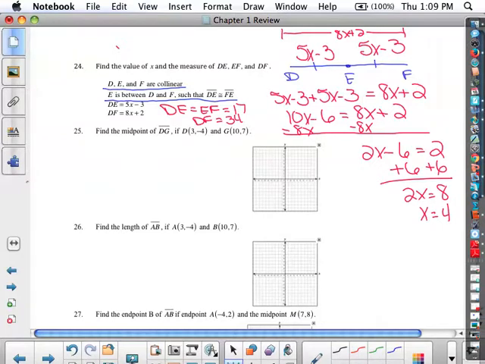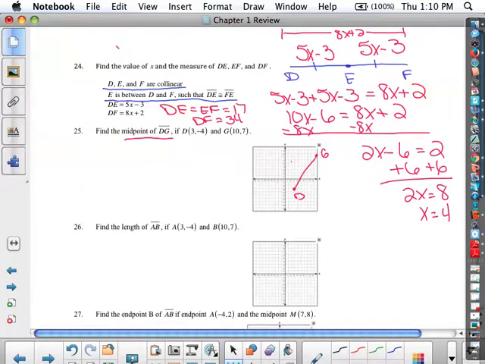Number 25 is you're asked to find the midpoint of DG. Now I've put the graph there in case you want to use it. You don't have to use it. You can if you wish to. So I'll go ahead and put this 1, 2, 3, 1, 2, 3, 4. So there's my point D. My point G is at 10, 7 right here.